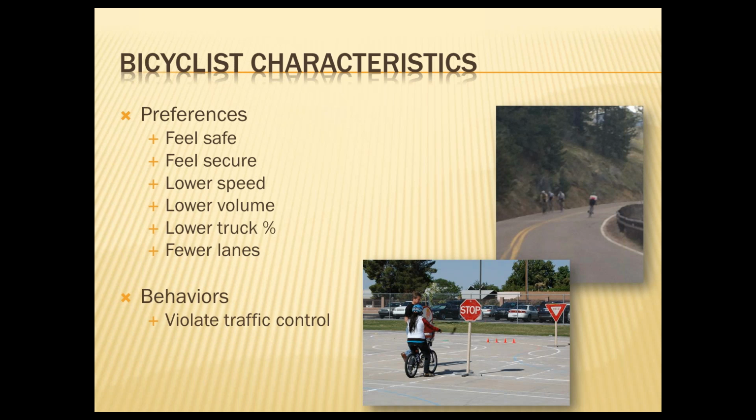Bicyclists are not the only ones who tend to violate traffic control, and sometimes there's a reason for the traffic control violations. Sometimes we do things with our infrastructure that are encouraging violations. And so if we see areas where there's a lot of violations, we should be asking ourselves first, what have we done with the traffic control of the infrastructure that might be prompting that behavior?